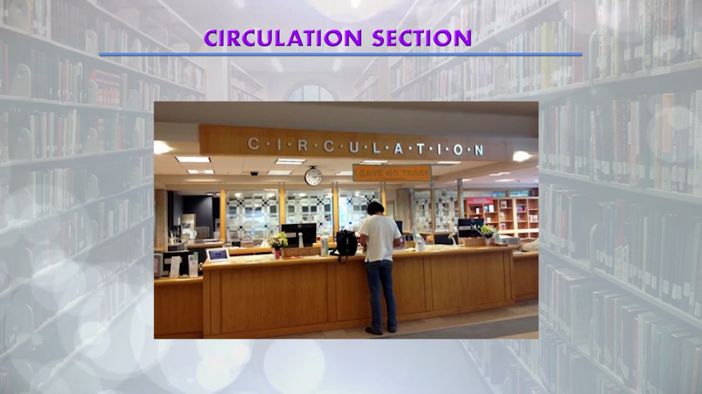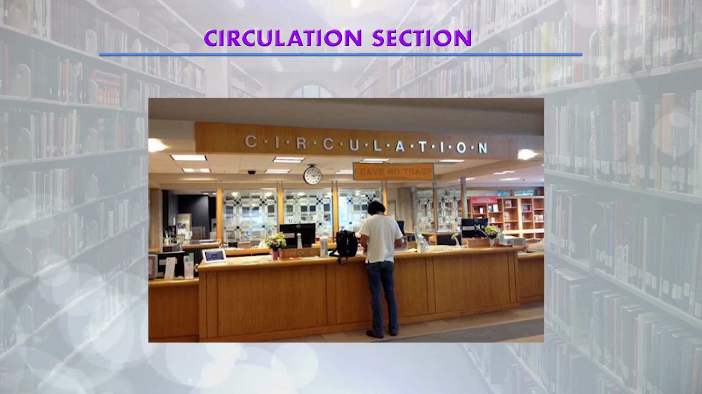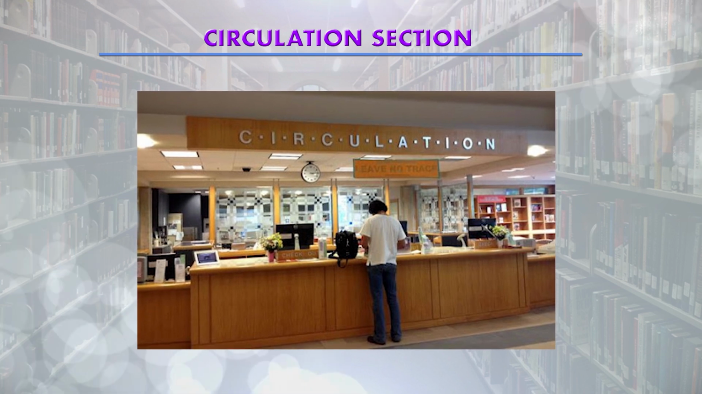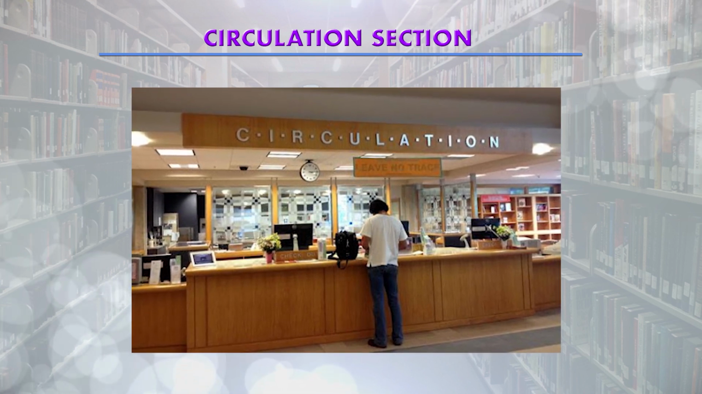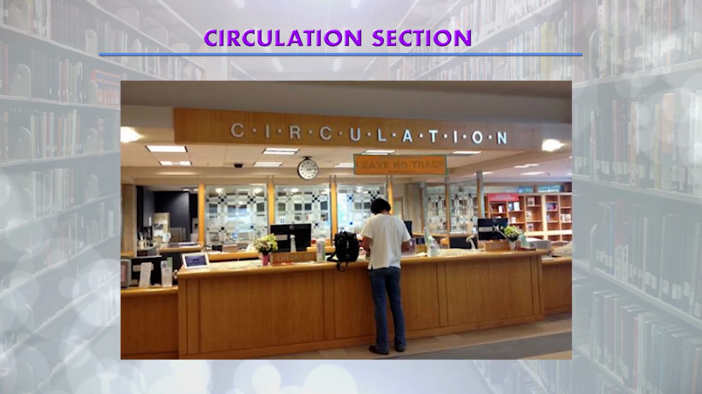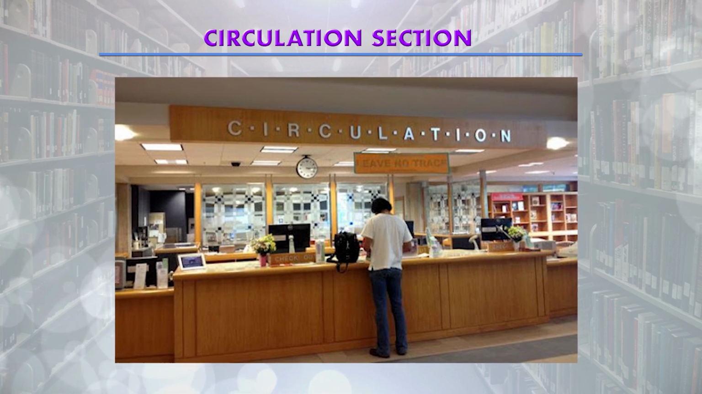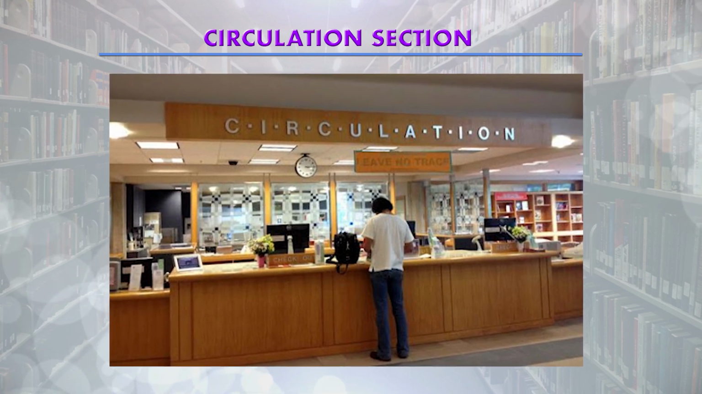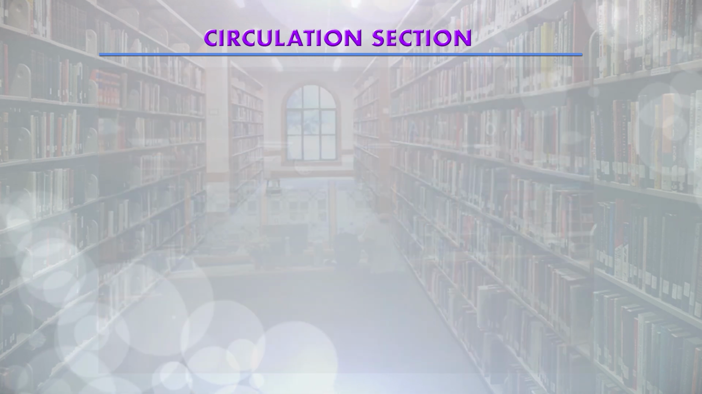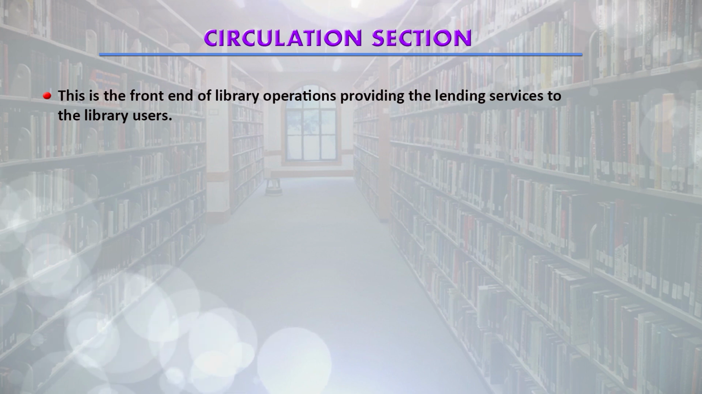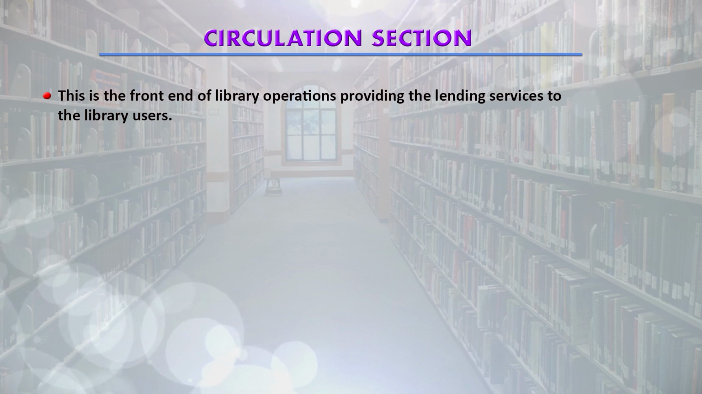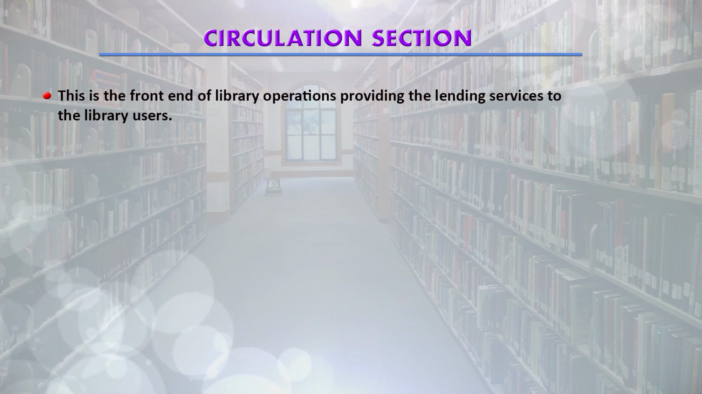This is the most important section. Why is this the most important section? Because our users are very well versed with this section, because whenever a user comes to the library, he or she comes for issue or return of the books generally, and this is the section where a user generally comes while entering the library. So, this circulation section is the front end of library operations, providing the lending services to the library users.